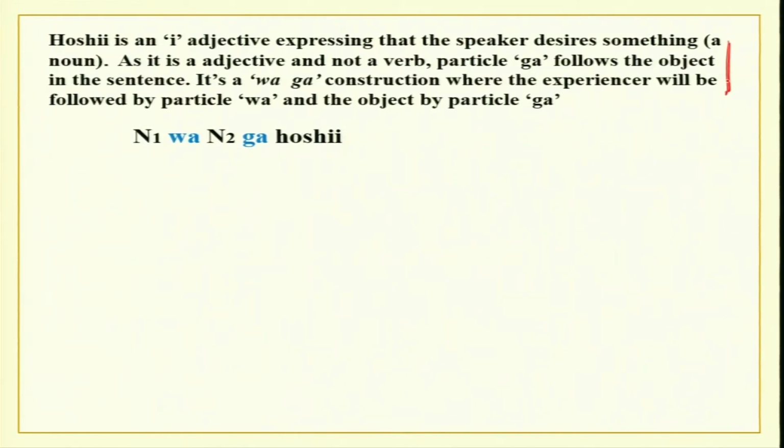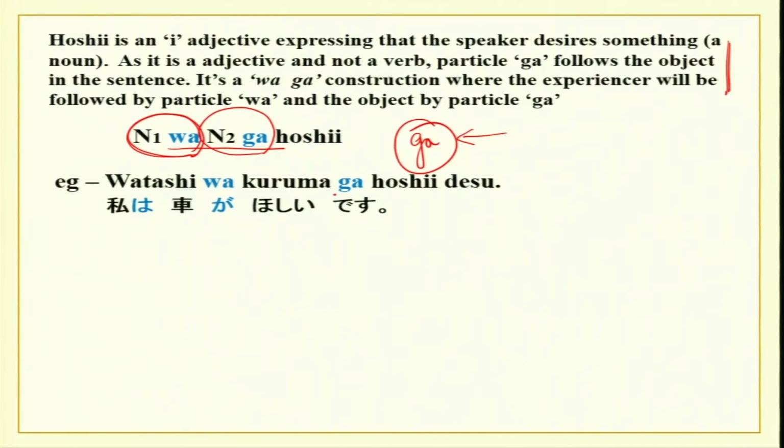Now, all this you can read over here, it is important. The construction is wa and ga, as I just wrote for you over there, and always the person or the subject will be followed by wa and the object will always be followed by ga in case of hoshi. Another way of looking at it is that hoshi will be preceded by particle ga always, because you know what you want. It is a fact, you are trying to say something emphatically. For example, watashi wa kuruma ga hoshi desu. So, pattern is over here wa and ga. Watashi wa kuruma ga hoshi desu.